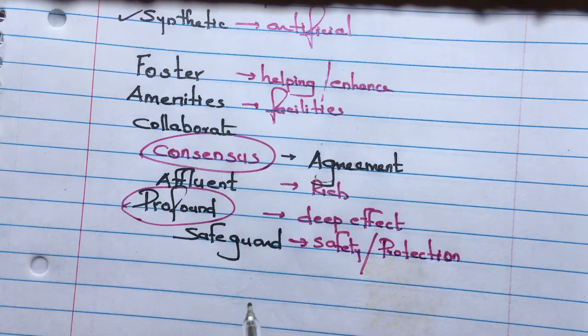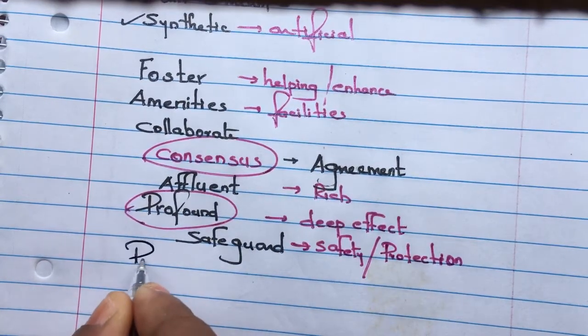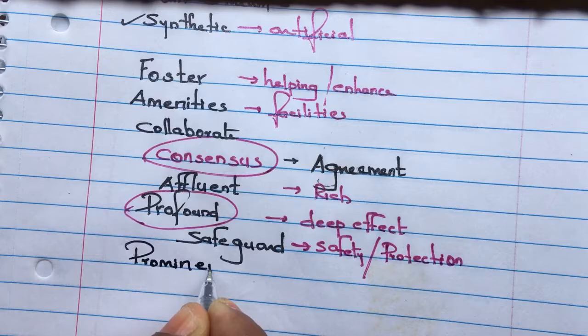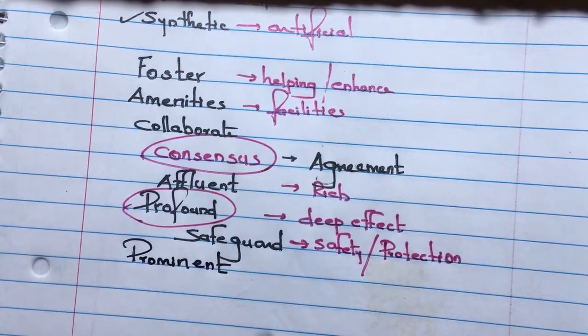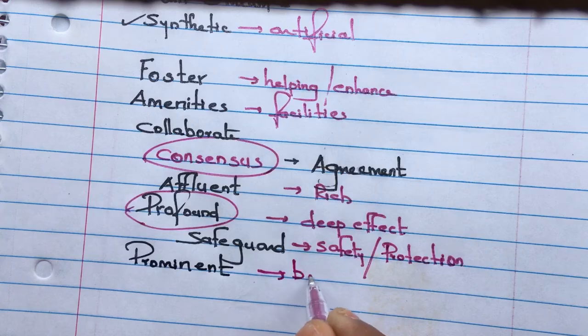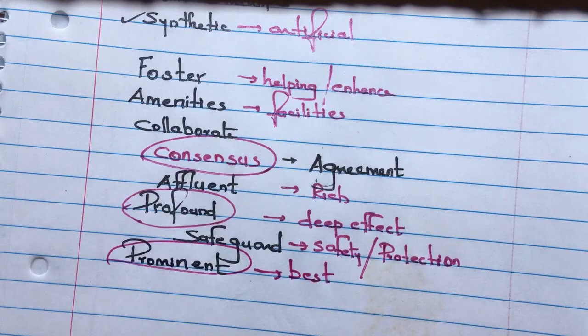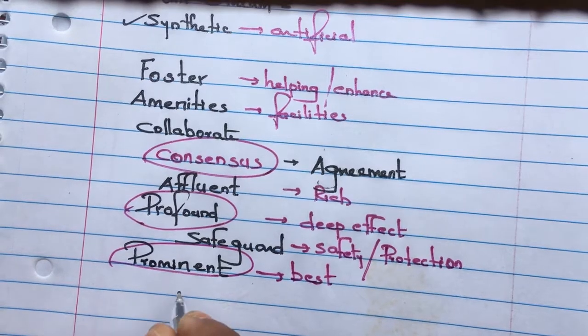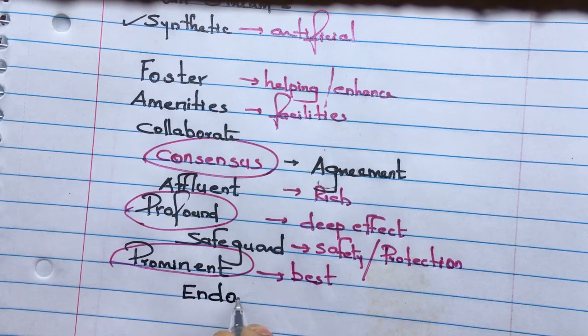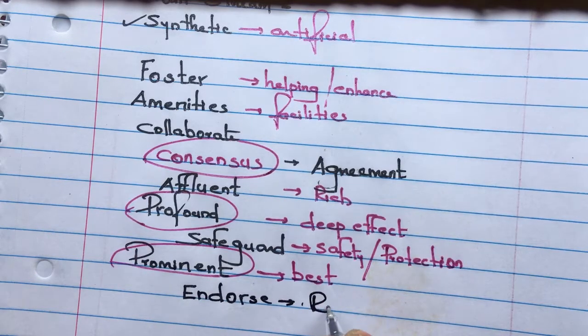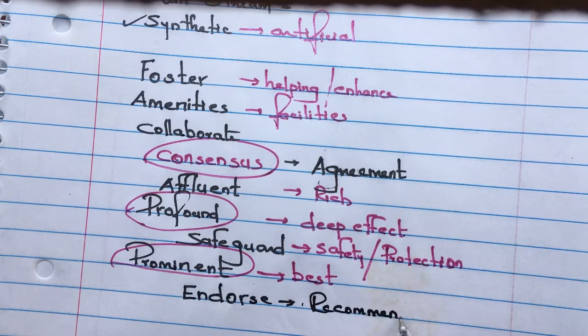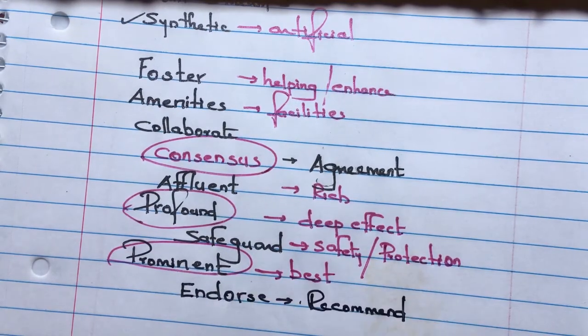Okay, and then you could use another word, that is prominent. Prominent means something is the best. Instead of saying the best strategy, you could say the prominent strategy for this purpose, something like that. Okay, and then sometimes we say I recommend this. Instead of recommending, what word could we use? We could use the word endorse. Okay, endorse means recommend. When you want to suggest something to others, you could use the word endorse.